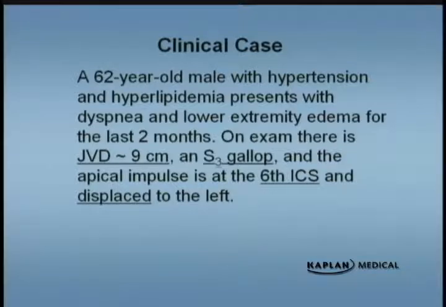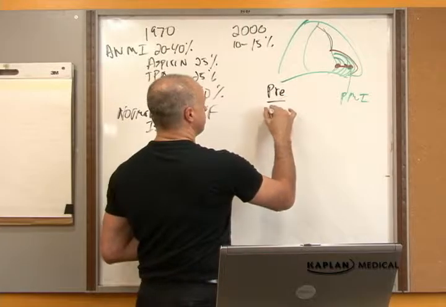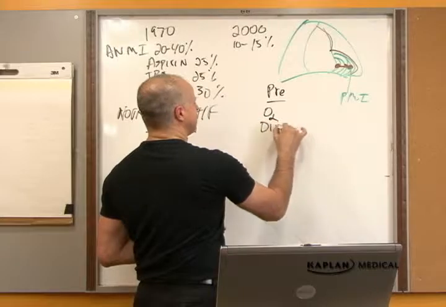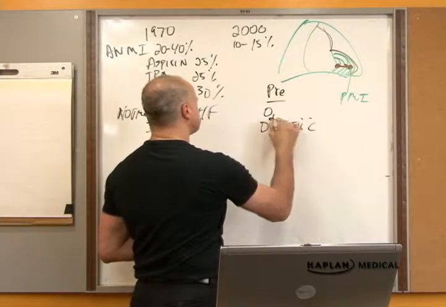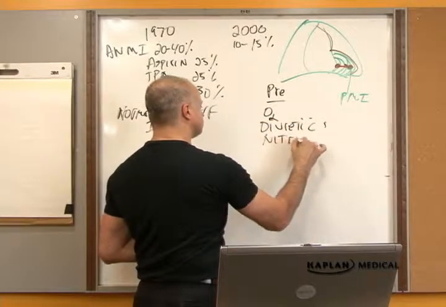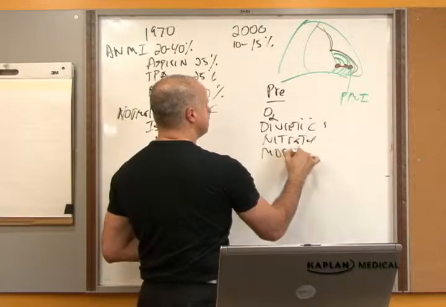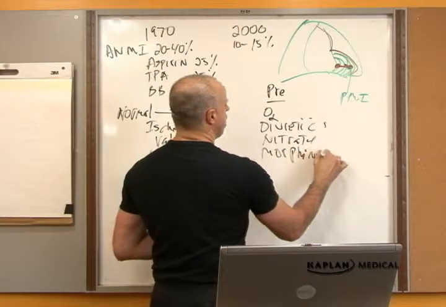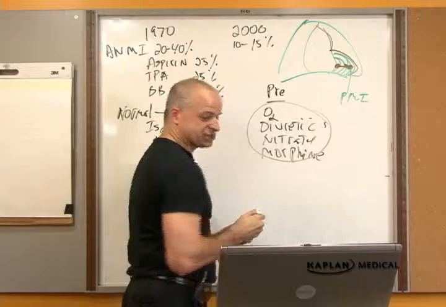So the question is: what's the next best step in management for this guy? Well, he's short of breath, and the way to handle short of breath people at the beginning is preload reduction. Oxygen, diuretics, nitrates, and morphine are going to handle preload reduction.